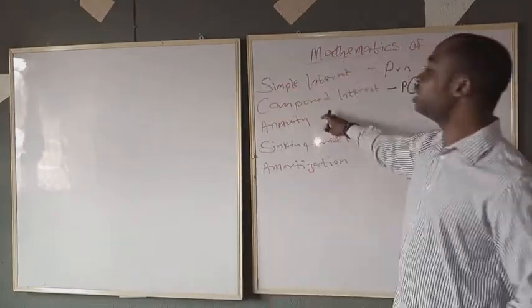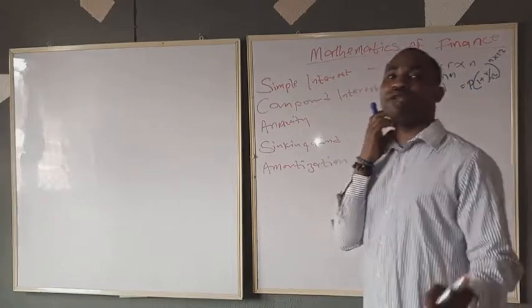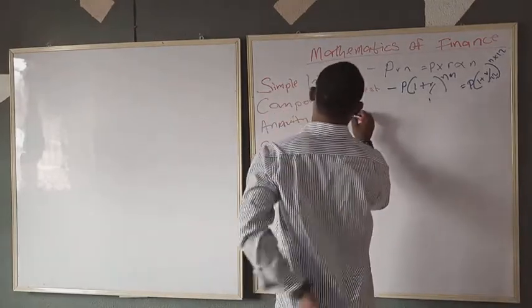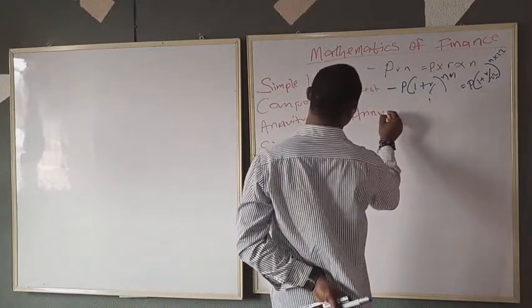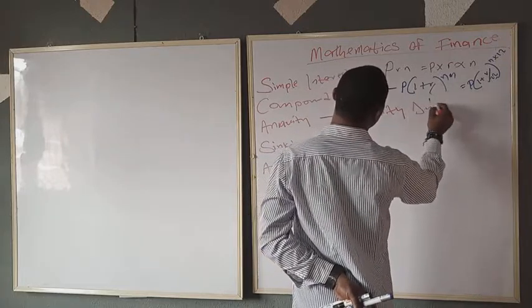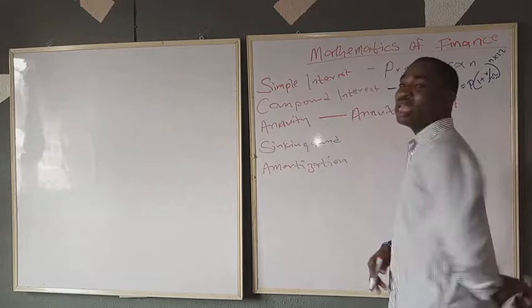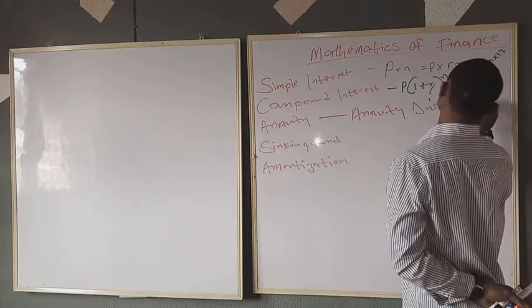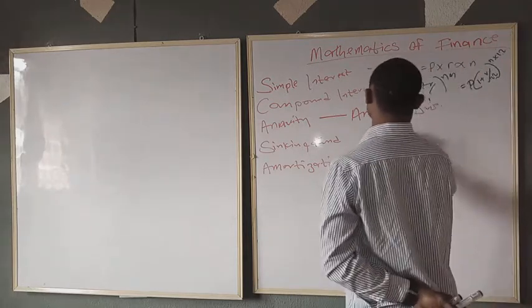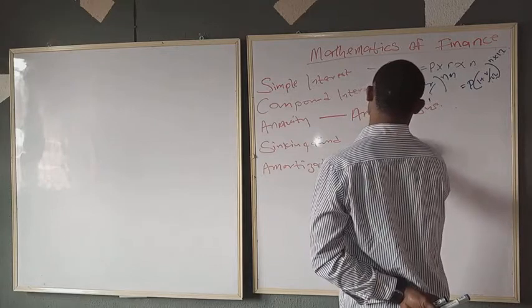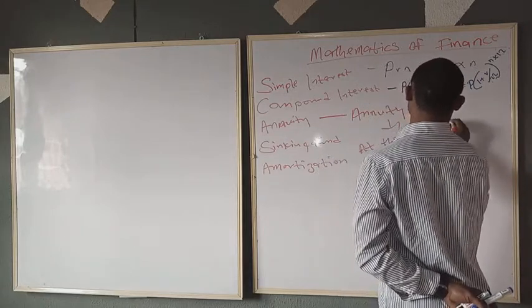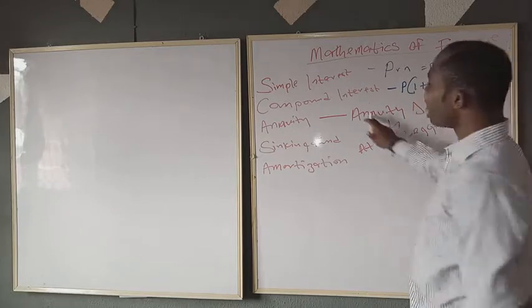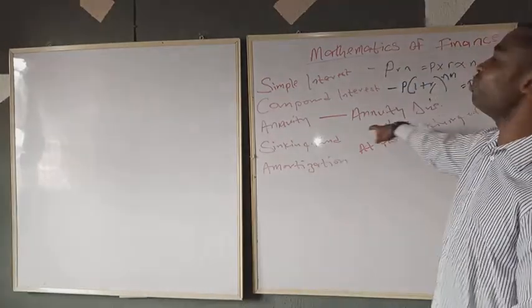I've already said that annuity is a series of equal payments made at the beginning of the period or at the end of the period. Now, when we say annuity due, that is when the payment is being made at the beginning of the period. That is what they call annuity due.